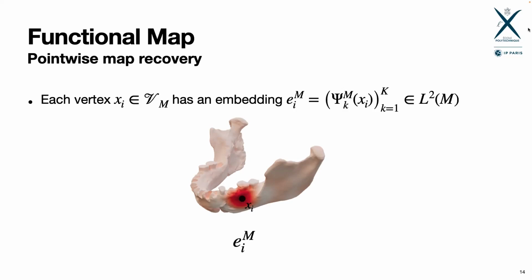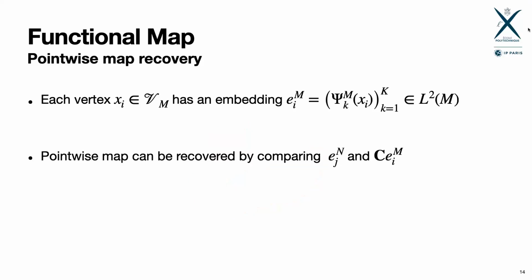So the more you increase k, the more the circle will shrink. And if you use the full basis, the n elements of the basis, you just have a function which is 1 at the vertex and 0 everywhere else. So the approximation of the Dirac is the embedding. And because it's a function, you can transfer it with a functional map. So to get a point-to-point map, you have a function on one shape, you can transfer it onto the other shape, and you can find which vertex on the other shape carries the closest function. I just say comparing because, yeah.